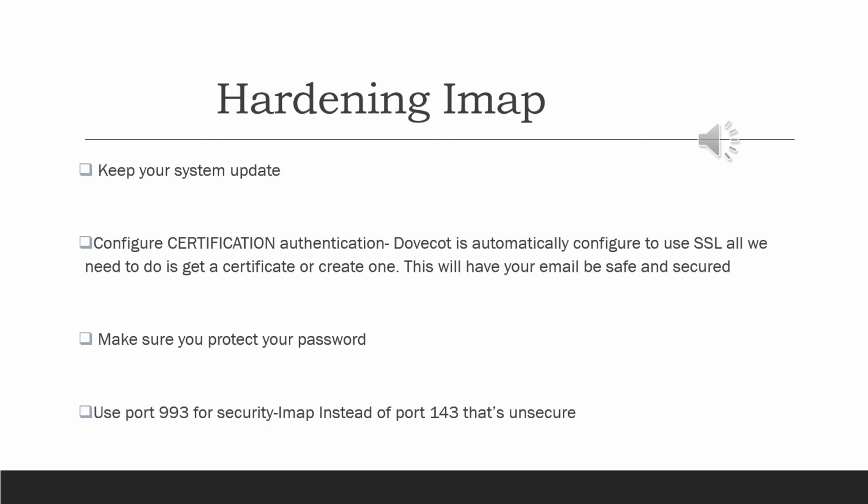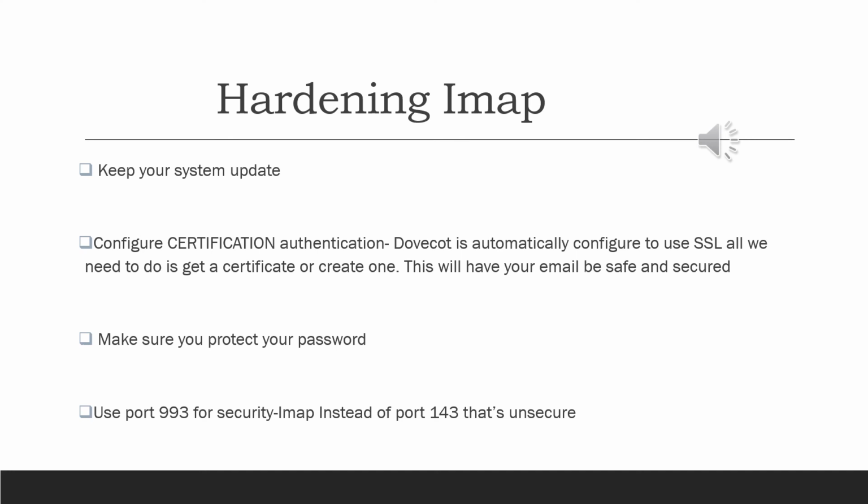In this slide, I'll talk about hardening IMAP. First, make sure your system is updated. You need to make sure that you test and track everything before deploying to a production environment and apply security measures to help fix any major security flaw that could put your business data at risk.